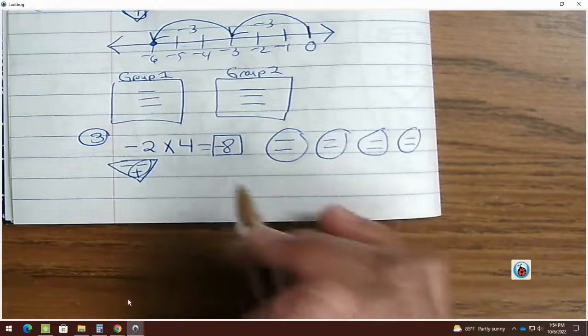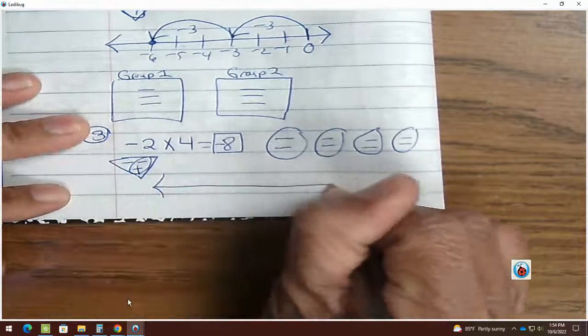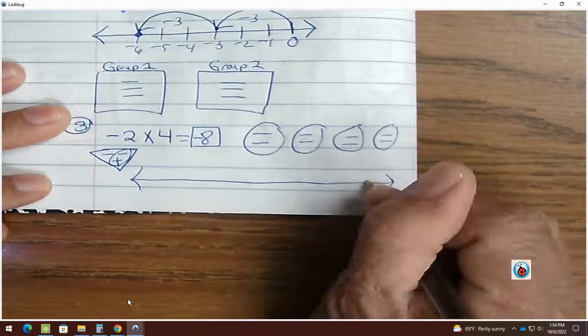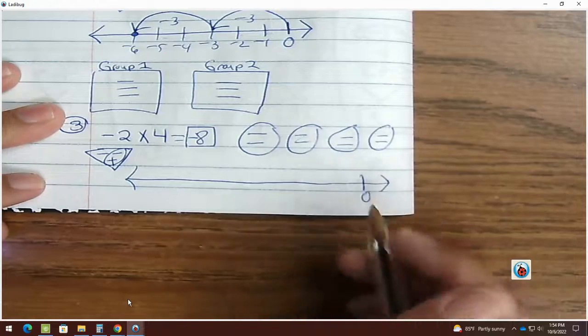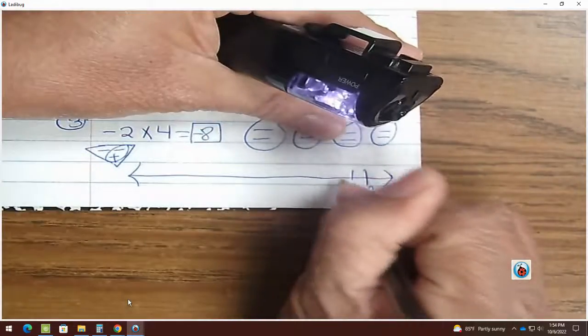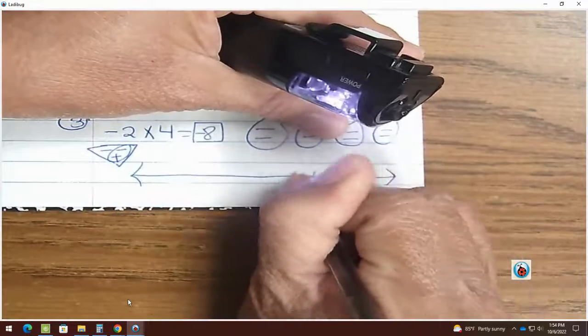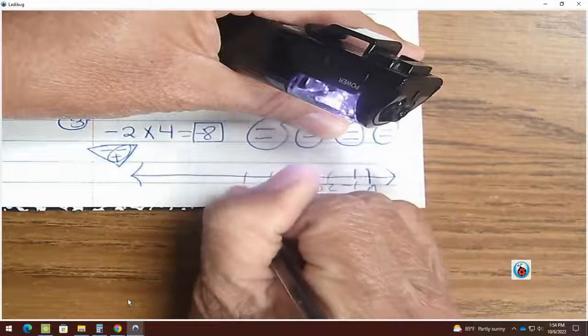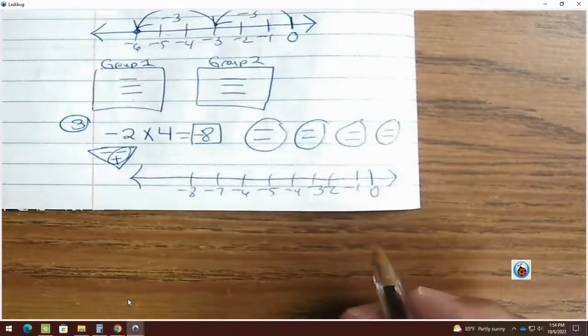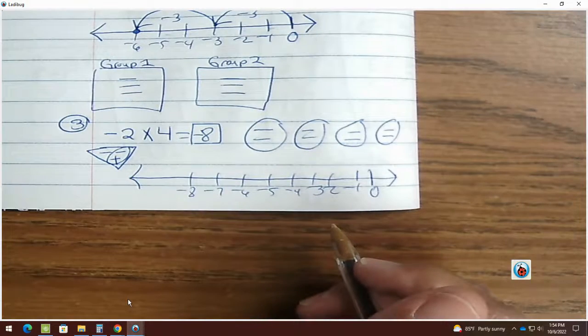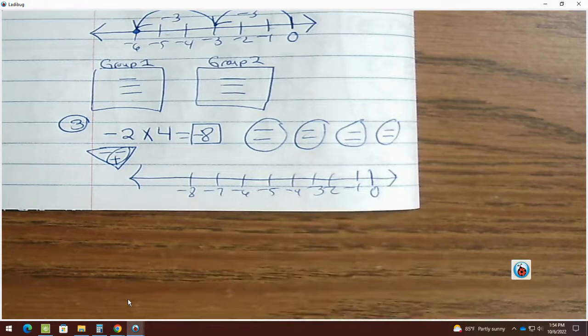Now the number line. Again, I'm going to put that 0 over here because they're all negatives, right? So we don't need positives. So I'm putting the 0 more to the right. Now let me start. Negative 1, negative 2, negative 3, negative 4, negative 5, negative 6, negative 7, negative 8. Okay? How many groups do we need? 8. 2. No, 4. Good job. 4 groups. So 4 groups of what? Of negative 2.